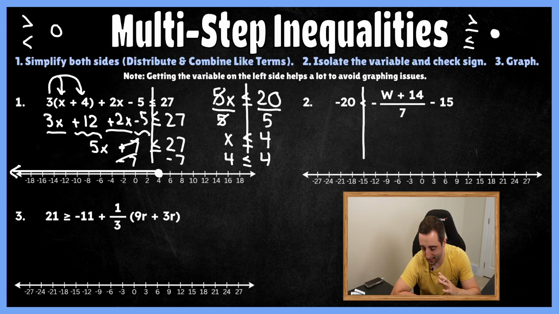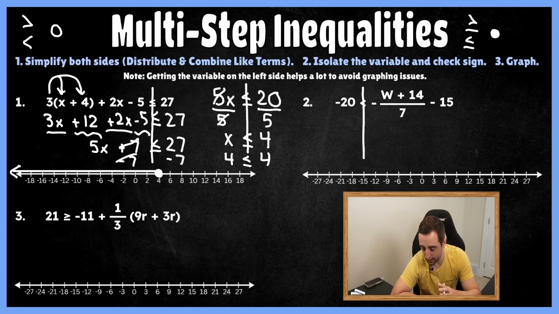And I notice that you can't do anything right now. First off, I don't see parentheses, so we're not distributing for sure. Combining like terms, we can't do anything yet. So we're going to move on to starting to isolate the variable, because you can have multi-step problems without distributing or combining like terms at all.